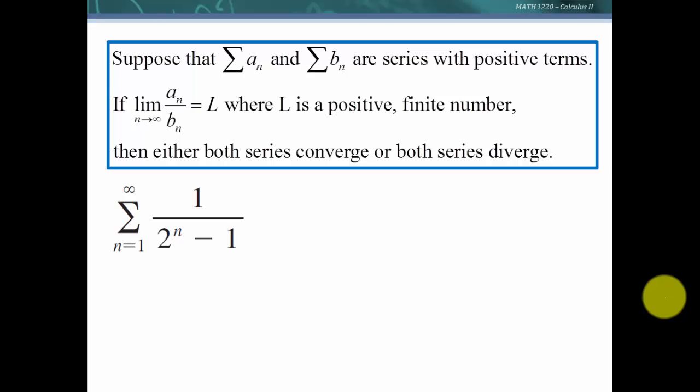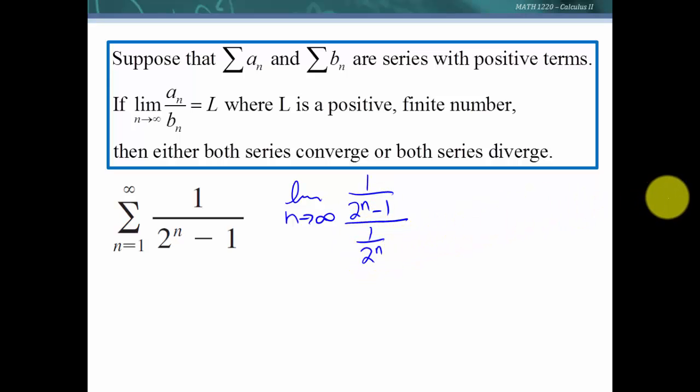And so we saw here that we couldn't just use the comparison test, so let's use the limit comparison test, and we're going to compare it to 1 over 2 to the n. So let's go ahead and use this limit comparison test. We're going to have the limit as n goes to infinity of the terms of a sub n, which is 1 over 2 to the n minus 1, over a comparison series. We're going to use 1 over 2 to the n because we know that is a convergent geometric series.